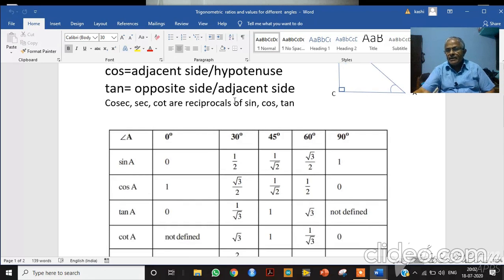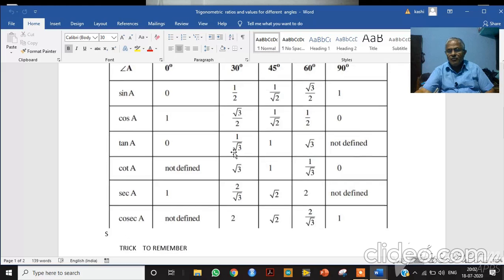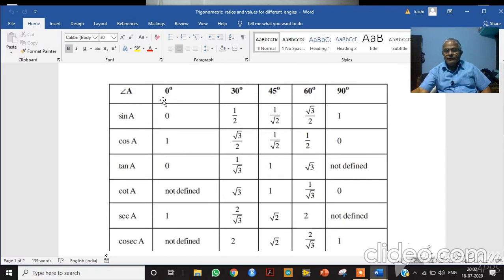In your 10th class, you remembered this table. You learned this table by heart. Now in this class, I will give you a very easy method to find the values and remember them very well. See how you have written the angles. You have to take 0, 30, 45, 60, 90. And in this you take sine A, cos A, tan A. Then we have written cot A, sec A, cosec A.